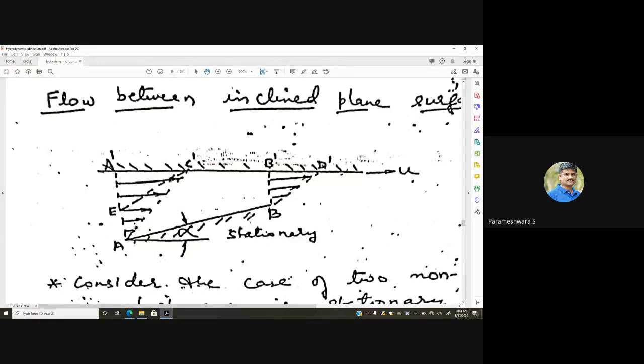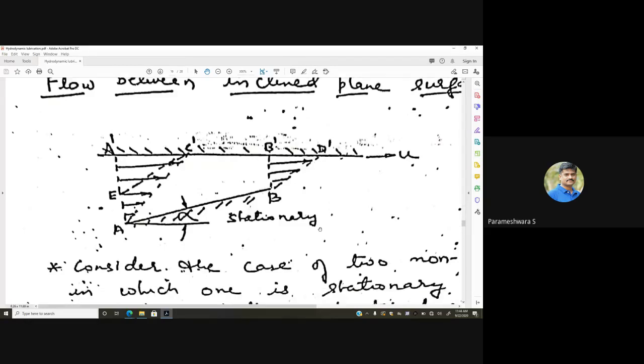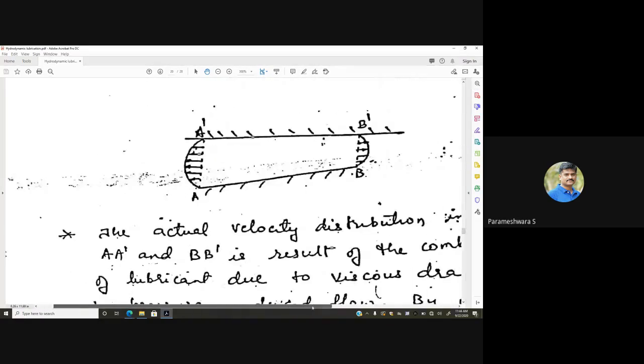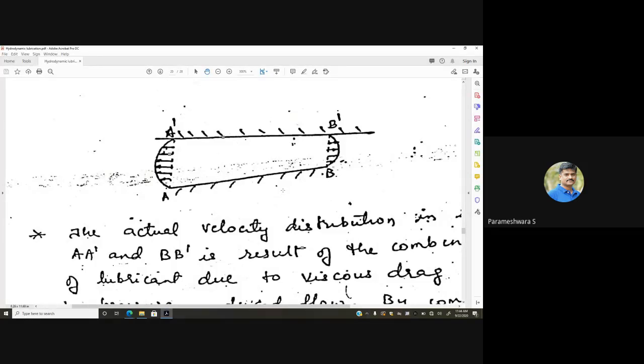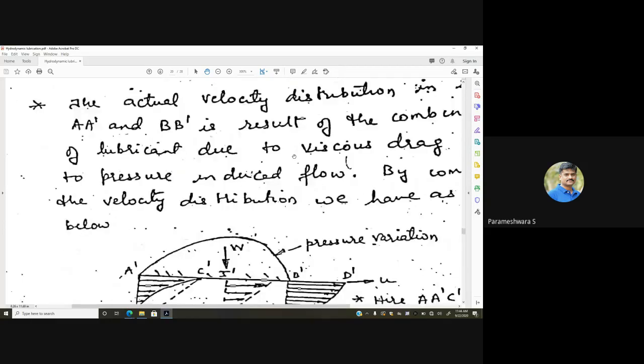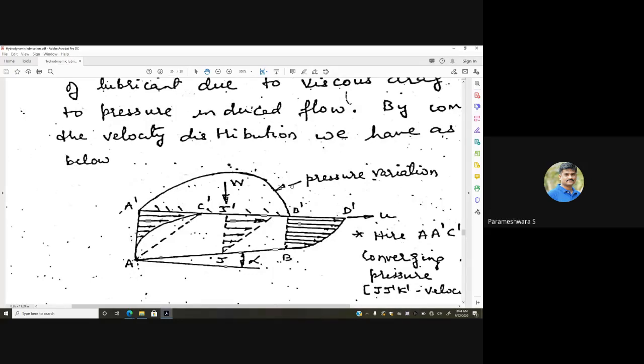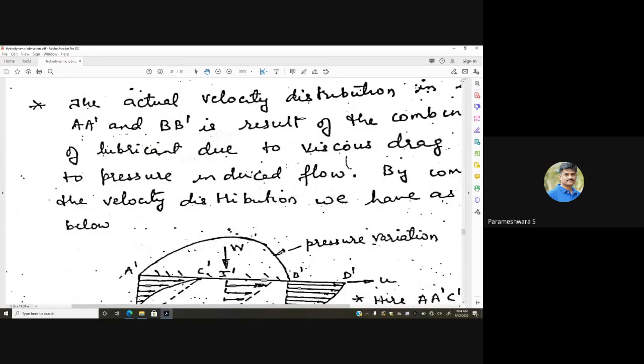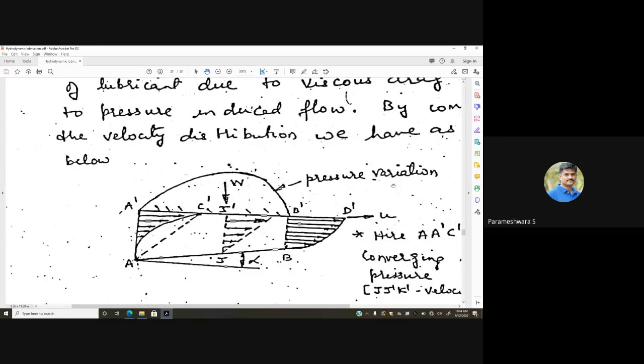And we have one more type, where the below surface is stationary and the above one is moving. We have one more case, again in the inclined case, where both the surfaces are stationary. The below surface is stationary, and the above surface is also stationary. In this case, the velocity distribution takes place like this. The pressure distribution is as shown in the figure, and the velocity distribution is also clearly shown here.